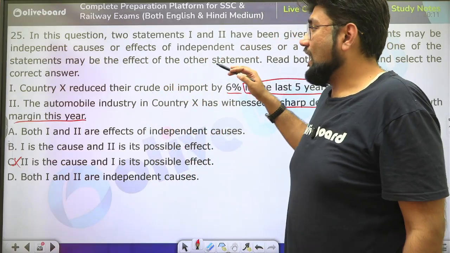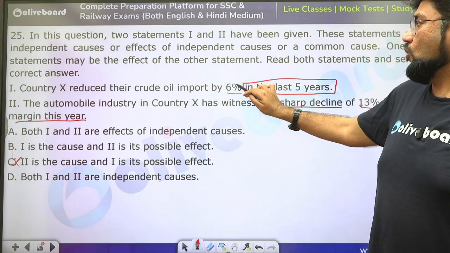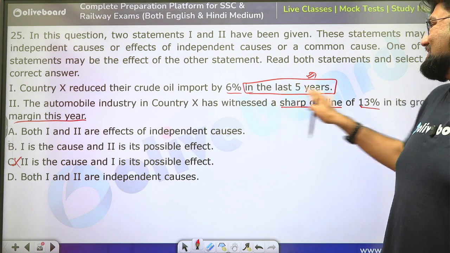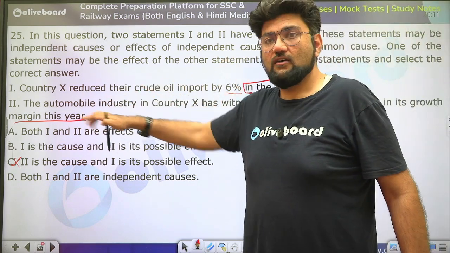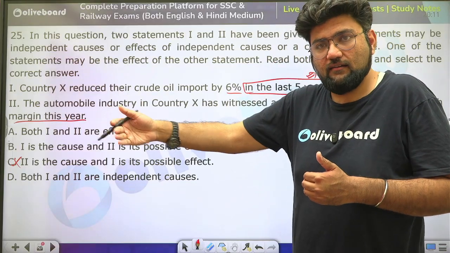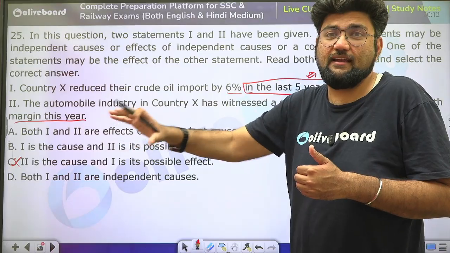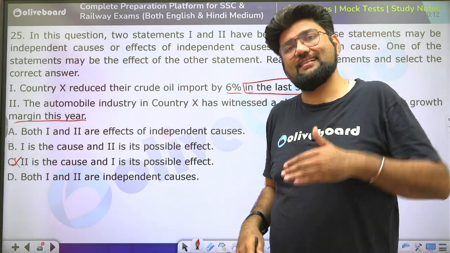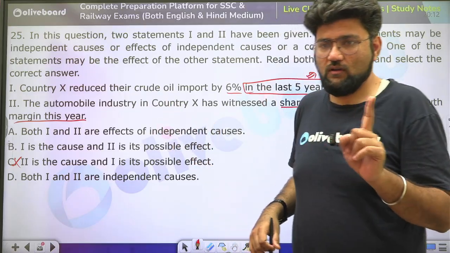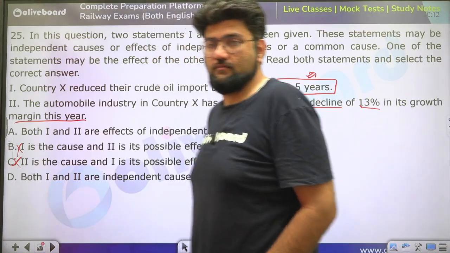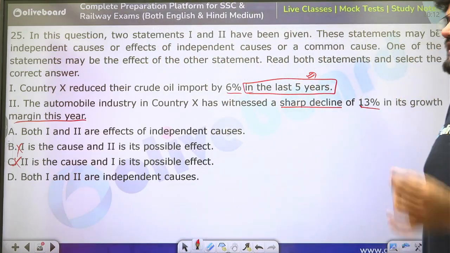Now, the crude oil reduction is over a period of 5 years, and this is just this year. So they couldn't have predicted beforehand that in that particular year the automobile industry is going to see a sharp decline in its growth margin, and hence start reducing for the next 5 years. No, they are not related in terms of cause and effect at all. It's just an illusion which is there in your head.